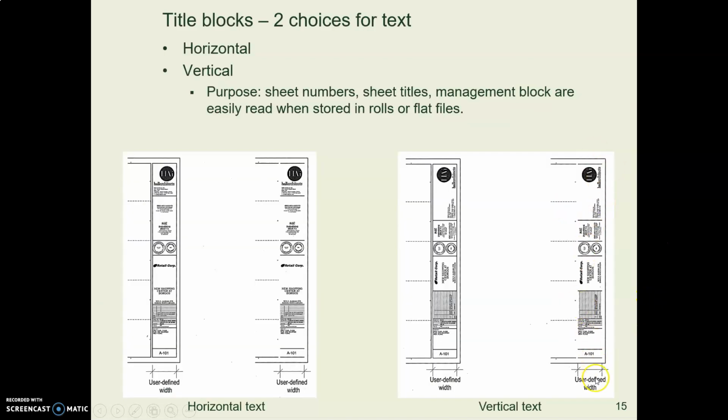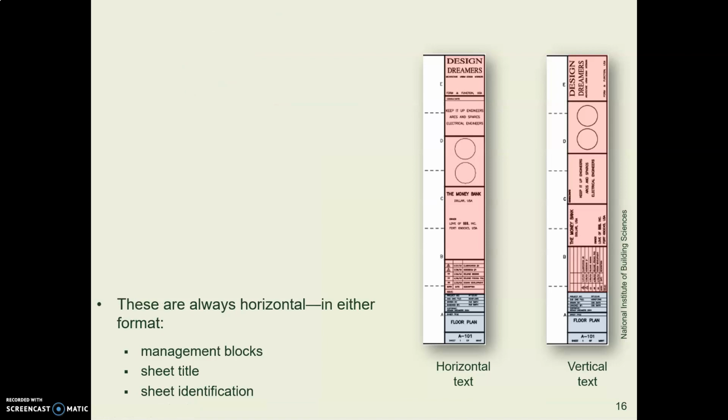All right, now, as we said, you're going to have this block of information along the right edge of the sheet, but you can choose, or your office can choose, whether to make all of that text horizontal, like these two are, or whether to make most of that text vertical, like these two are. Whichever way you go, these blocks down at the bottom, the management block, the sheet title, and the sheet number, have to remain horizontal text no matter what the rest of the title block is doing.